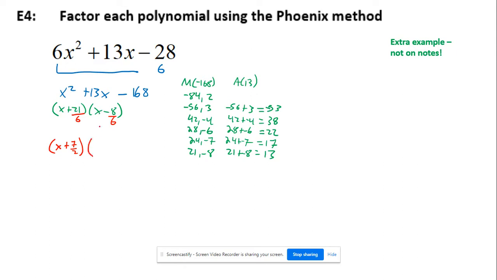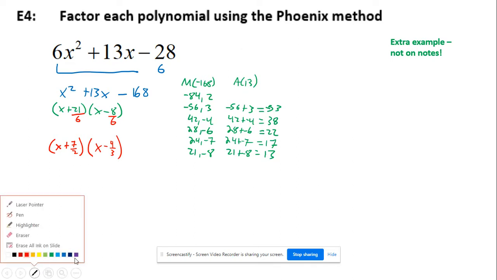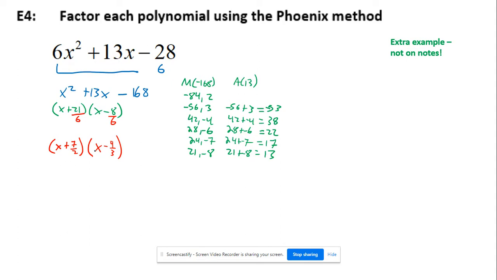Same thing over here, x minus 8 over 6, that reduces. 2 goes into both of those. 2 goes into 8 4 times and 6 3 times, so it's x minus 4/3. So I did try to reduce them, and in fact, they did reduce, but they still were both fractions.